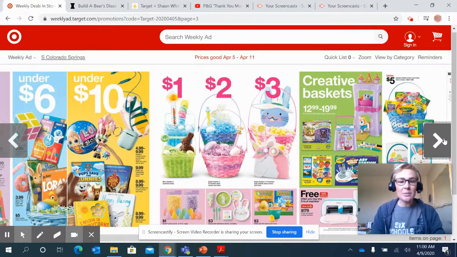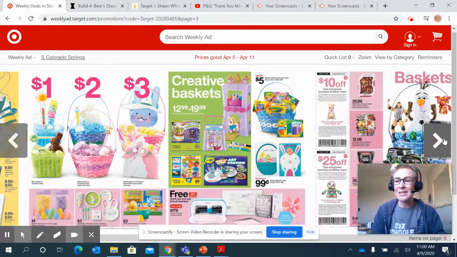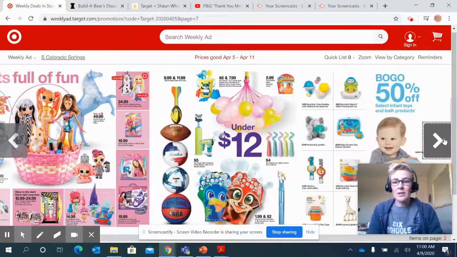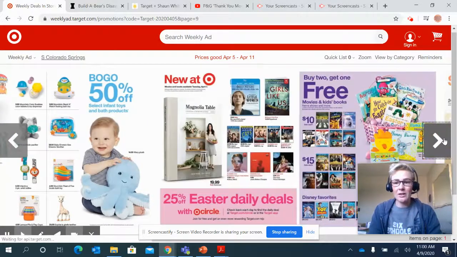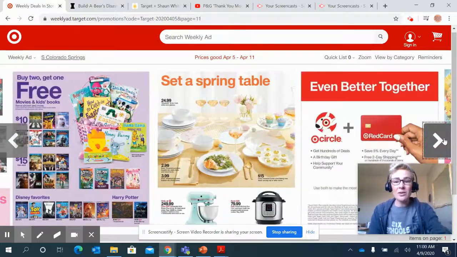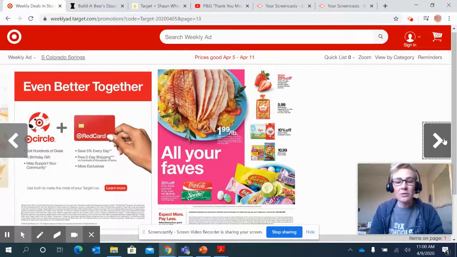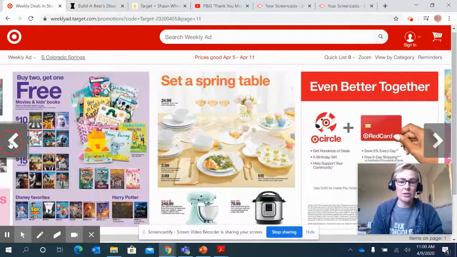Now, Target has been smart to really focus on the Easter baskets and not as much on Easter dinner because we're in quarantine, right? This is all about the gifts that we can get our kids. We really only have one page that's setting a spring table, an Easter table, and that's smart. So they've got a little bit of food on there, but mostly we're focusing on the Easter baskets.